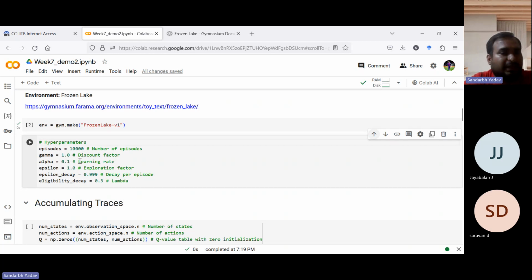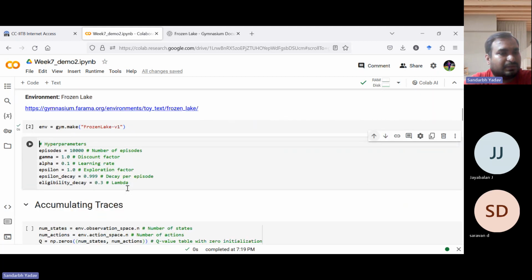Remember that TD update equation in which the new estimate equals old estimate plus alpha times TD error. So that alpha is the learning rate. It's 0.1. Again, you can change this later. And epsilon is the exploration factor, which is getting passed here. We have taken it as 1 initially, but we are decaying it. You can keep it constant also, but if you want to take it constant, then don't take it 1, maybe take it 0.1 or something.